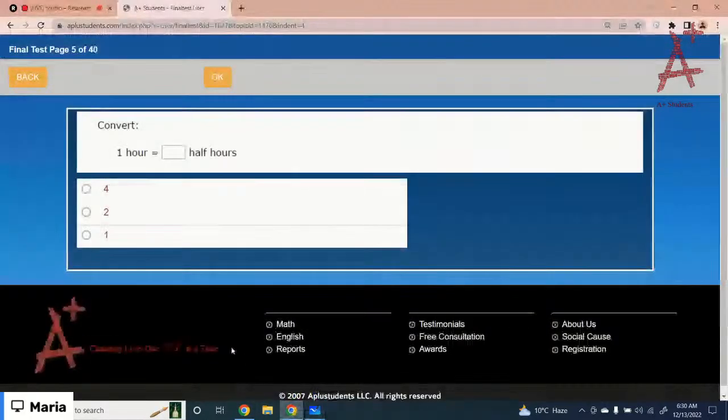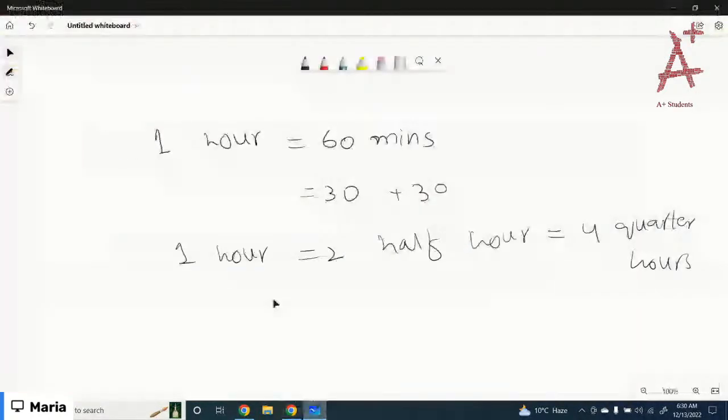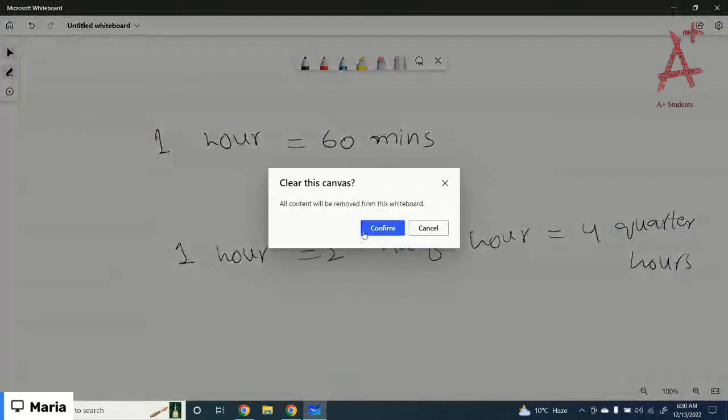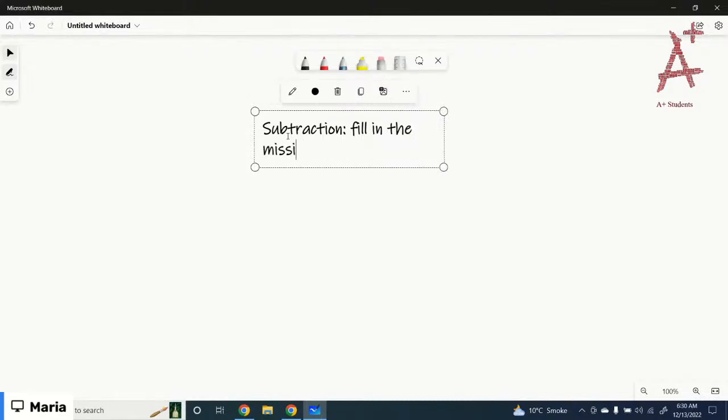So just select the correct option and click on the OK button. Okay, you can complete the test by yourself. Later today, we're going to start with a new chapter. The new chapter is subtraction, and the lesson we're going to start with is subtraction, fill in the missing digits.